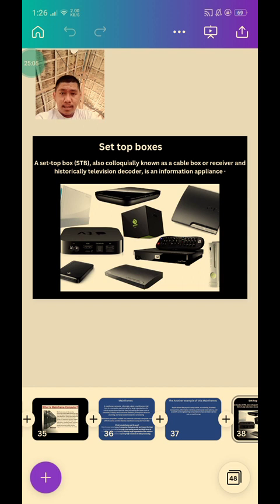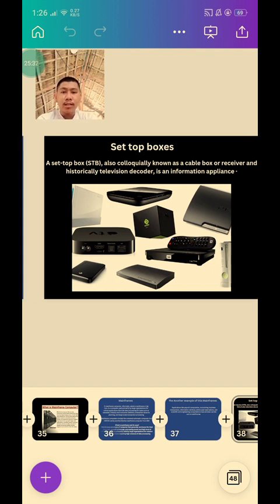Next, set-top boxes. Alam niyo po ba ang set-top box is? A set-top box, or STB, also colloquially known as a cable box, receiver, and historically a television decoder, is an information appliance. So makikita po nyo sa picture, yan daw po ang set-top box.